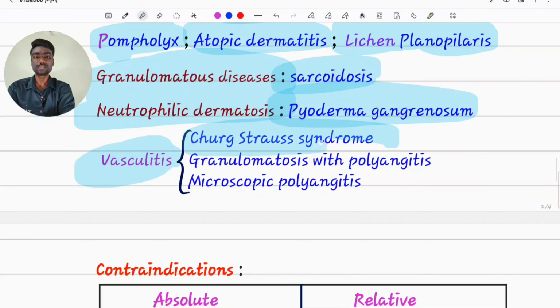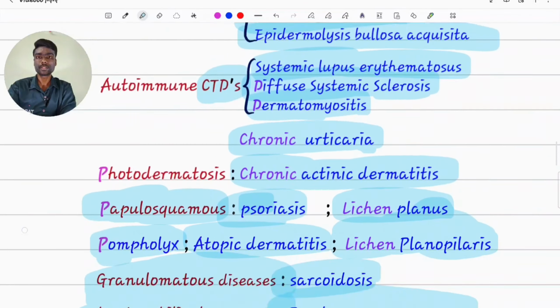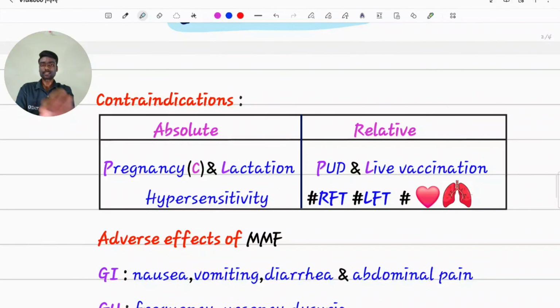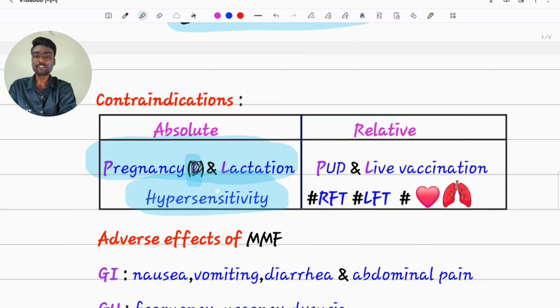Vasculitis like Churg-Strauss syndrome, granulomatosis with polyangiitis, microscopic polyangiitis. Coming to contraindications, it is a category D drug. That's why it is absolutely contraindicated in pregnancy and lactation. It is a category D drug, not C. Hypersensitivity to any drug is an absolute contraindication. Coming to relative contraindications, peptic ulcer disease, live vaccination.